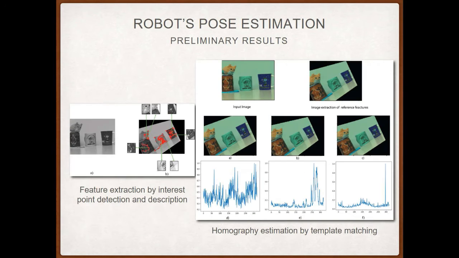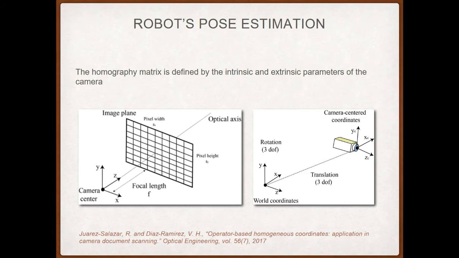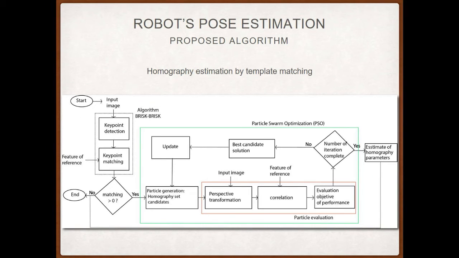Actually, we propose an algorithm to estimate the homography using a template matching technique. We start with an input image, detect visual information in the input image, extract feature characteristics, and match between the input image and features of the reference. When they match, we generate candidate solutions that consist of homographies. We transform the input image with the candidate solution.